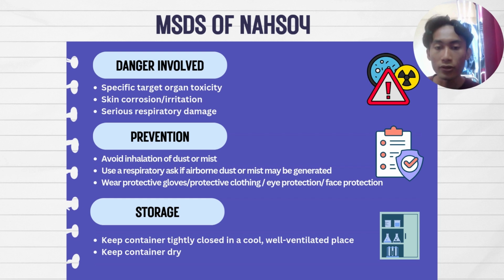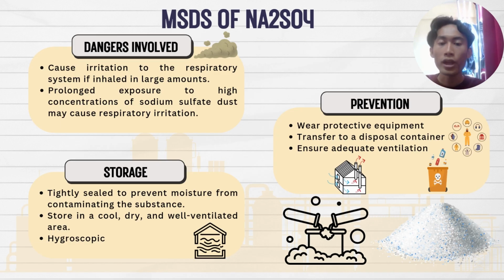Next, prevention. First is to avoid inhalation of dust or mist. Second, use a respirator if airborne dust or mist may be generated. And the last one, the most important: wear protective gloves, protective clothing, eye protection, or face protection. Next, storage. We need to keep the container tightly closed in a cool, well ventilated place, and keep the container dry. Now we go to Na2SO4, which we call sodium sulfate.